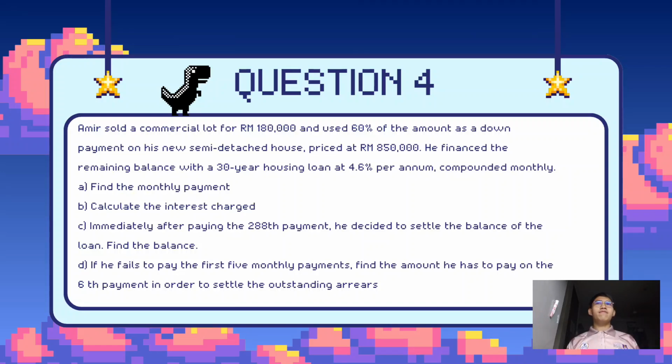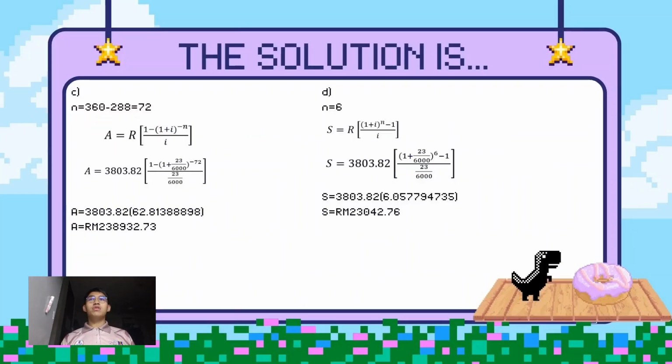Lastly, question D. If he fails to pay the first 5 monthly payments, find the amount he has to pay on the 6th payment in order to settle the outstanding arrears. For your information, the interest period is 6 in this question. We will use the future value formula. As usual, we need to put all the information above inside the formula. Then we solve it using a calculator to get RM23,042.76 as the amount he has to pay.